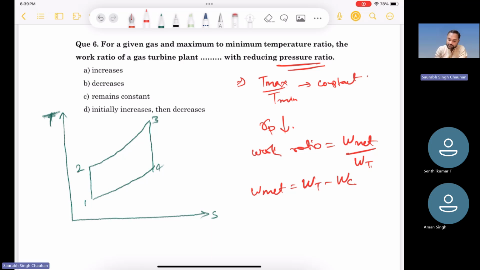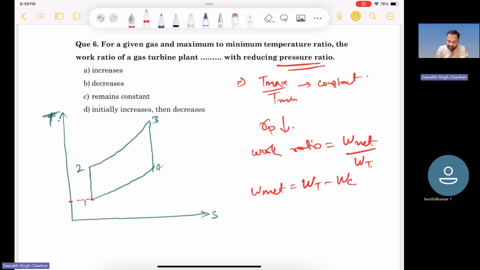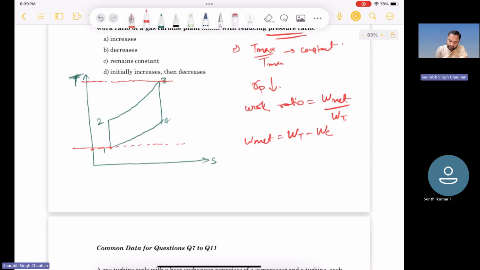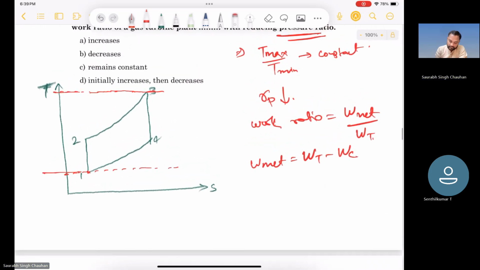It is saying that the ratio of maximum temperature to the minimum temperature is constant. So you have fixed T1 and T3. You have fixed these two temperature values. Now you are changing the pressure ratio. So this is one pressure ratio.